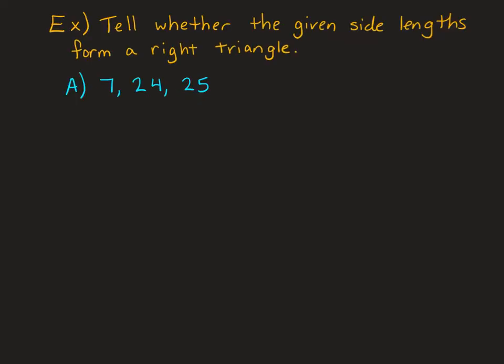Example, we're going to tell whether the given side lengths form a right triangle. So problem A, we have the sides 7, 24, and 25, and we want to know if they form a right triangle. So we are going to see if they fit the Pythagorean theorem. We need to identify which sides to plug in for a, b, and c. Always look for the longest side. In this case, that's 25. It's the longest side, and that means we're going to plug it in for c.